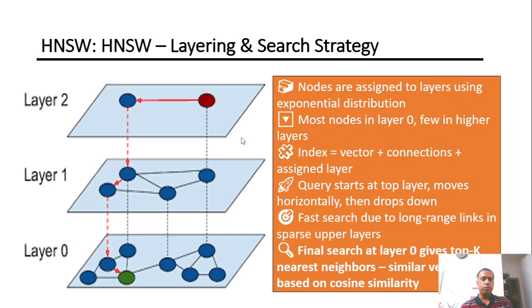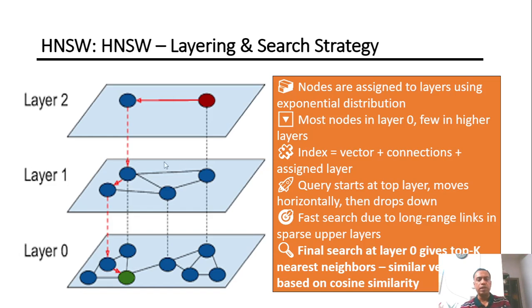Now, in this particular graph, we will look at the layering logic and also the search strategy. For the layering, if you have a node 1 here, you may not have it here. Node 5 may be here, and it may not be in the topmost layer. The layering is decided based on an exponential distribution. Most nodes would be in layer 0, and as you keep moving to the upper layers, you will find that they reduce. The indexing is a combination of the vector plus connections plus the assigned layers.